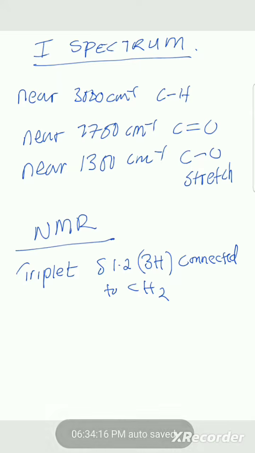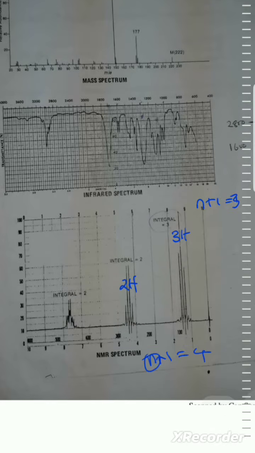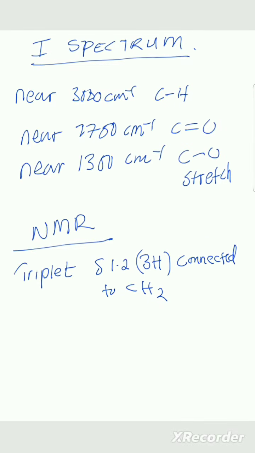Right, so we go to the next one here. See this one, this is the quartet, and remember the quartet here has 2H, and it is connected to the one that has how many hydrogen? 3 hydrogen, because we use n+1. When we say n+1 is equal to 4, then the number of hydrogen on the adjacent atom is 3. So this one is connected to the atom with 3 hydrogen. So I'm just going to write here to say this is a quartet.